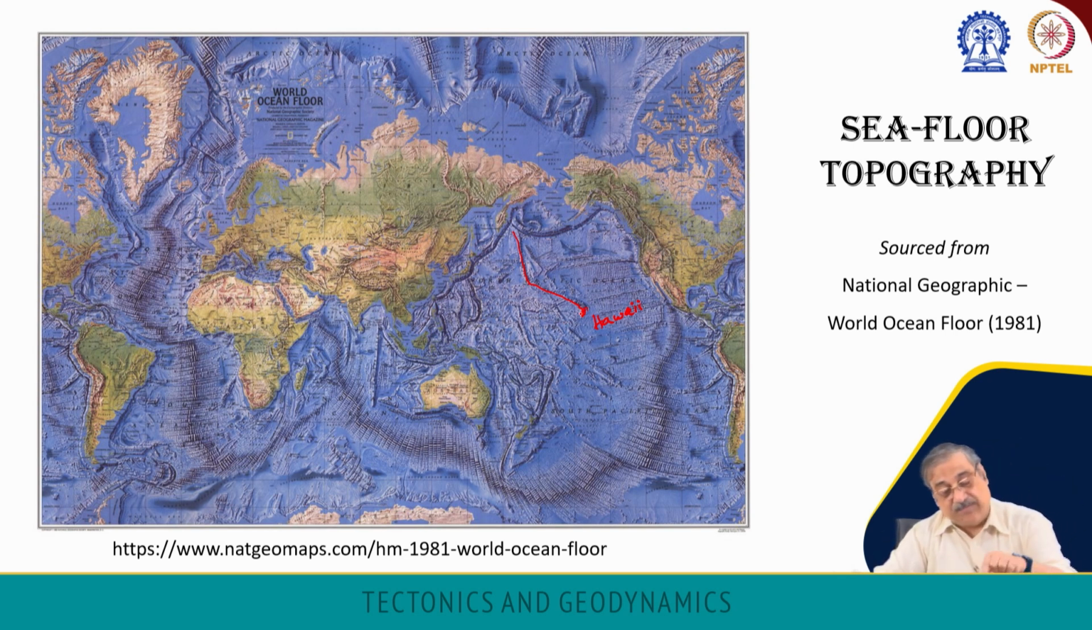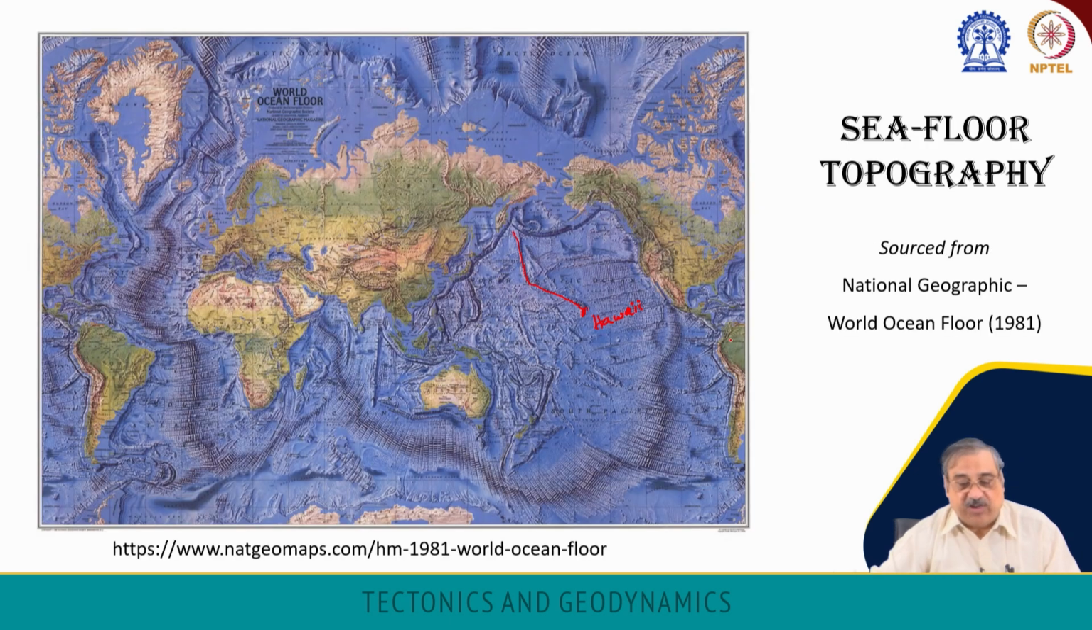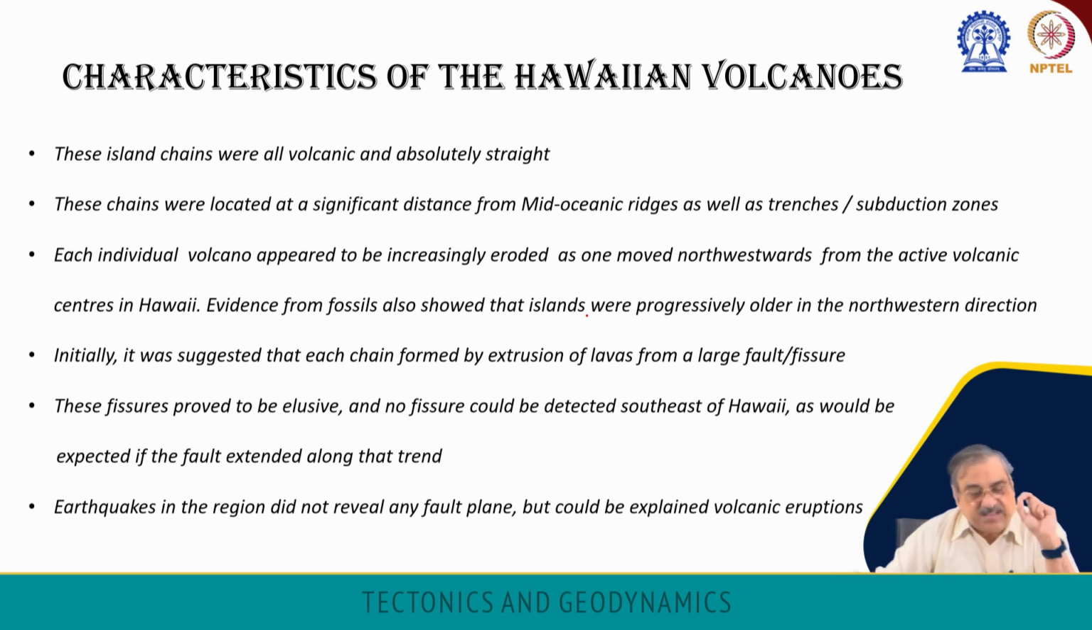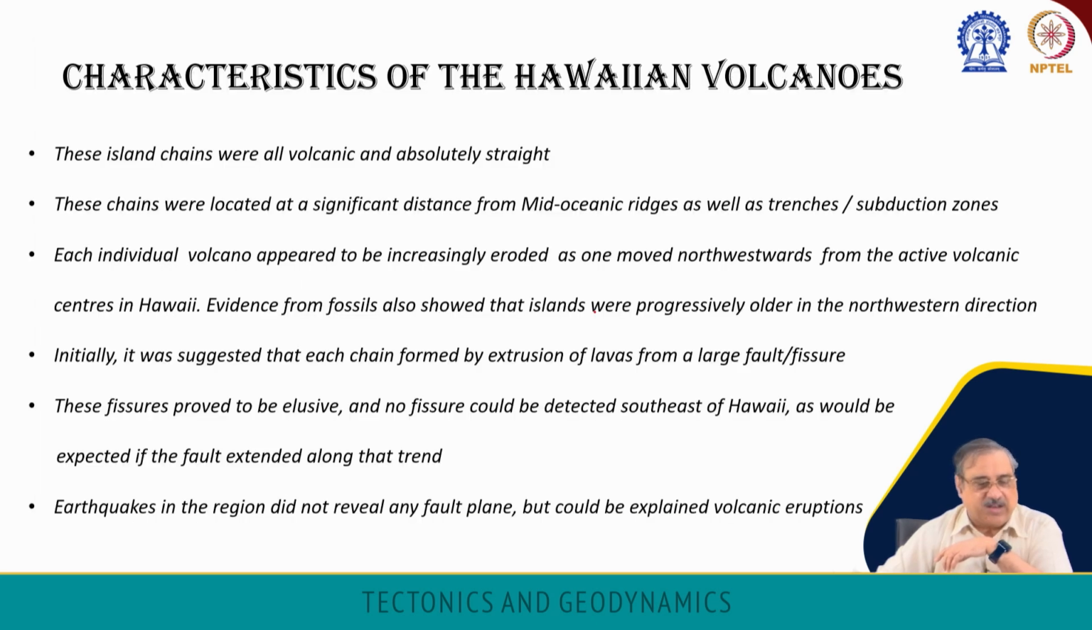Now, if you look at these ridges themselves, they actually differ from the mid-oceanic ridges in several ways. The characteristics of these Hawaiian volcanoes are, first of all, these island chains were all volcanic, and they were absolutely straight, and you can see how straight they are. Now, these chains are not located near the mid-oceanic ridges, and they are not located near trenches or subduction zones either. So, here for example, this is the mid-oceanic ridge, these are the trenches, and you can see that this line of volcanoes is significantly distant from either the trenches or the mid-oceanic ridge. So, how do you actually explain this line of volcanoes?